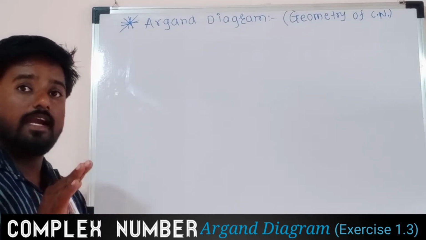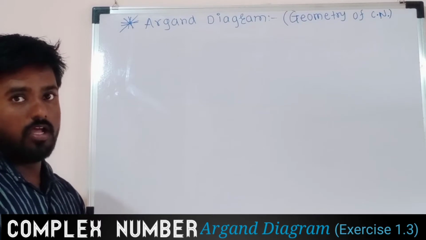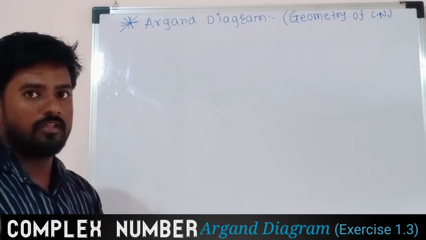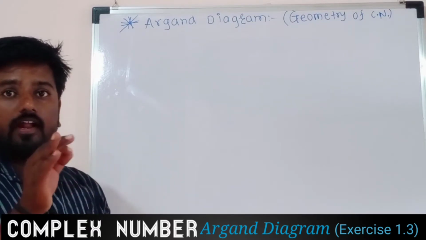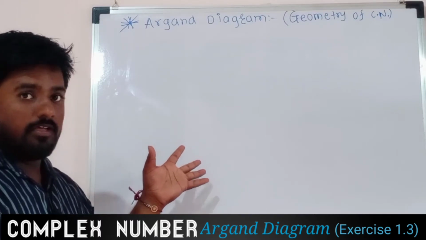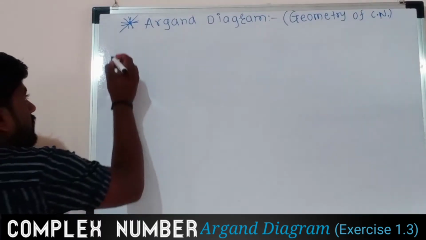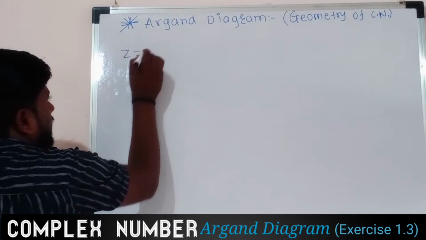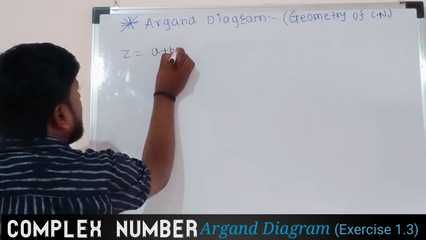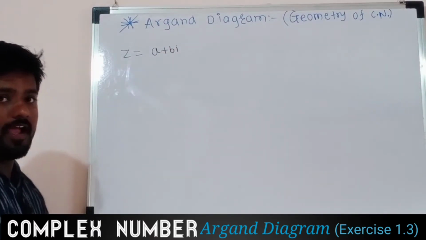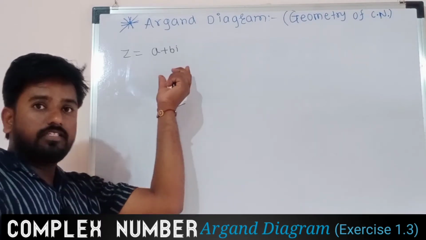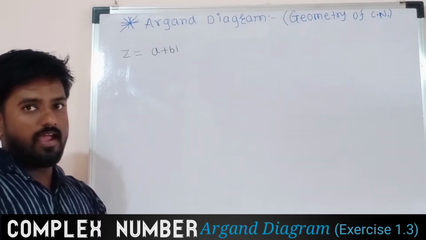The Argand diagram is a very simple definition. It is just a representation of any complex number on the xy axis. Students, suppose I have a complex number z, suppose z equals a plus bi. a plus bi is a complex number. So I have to represent this complex number on the xy axis.